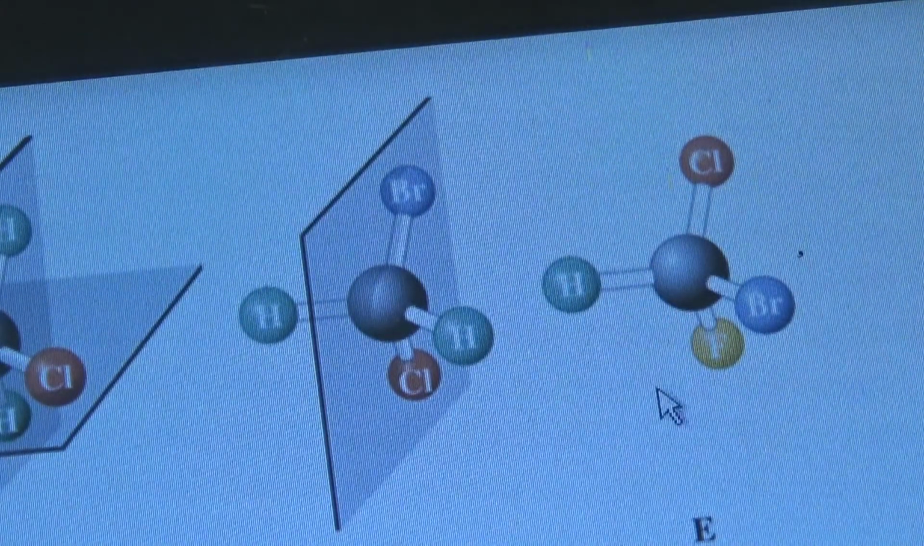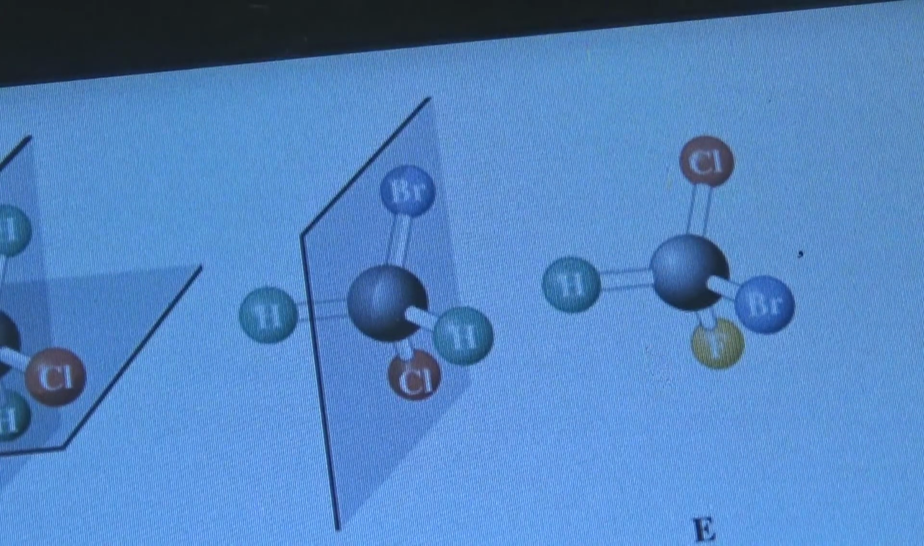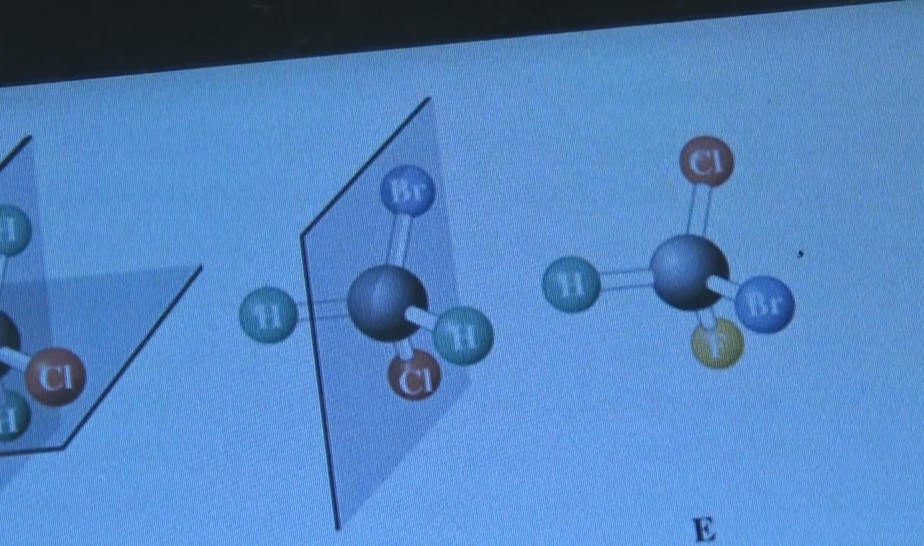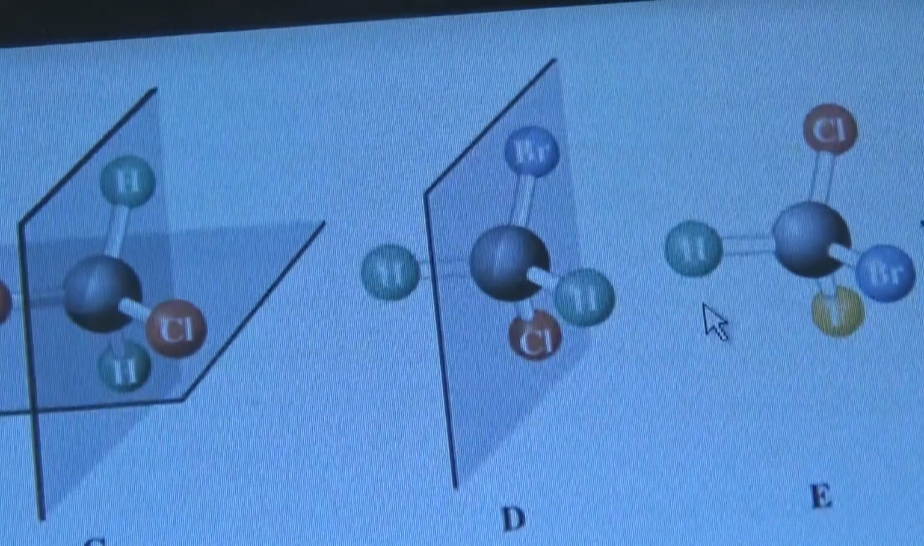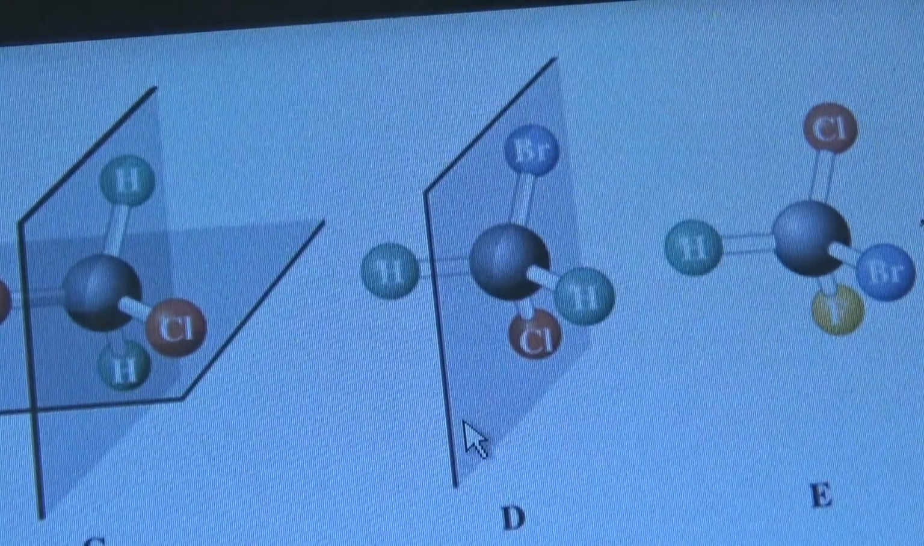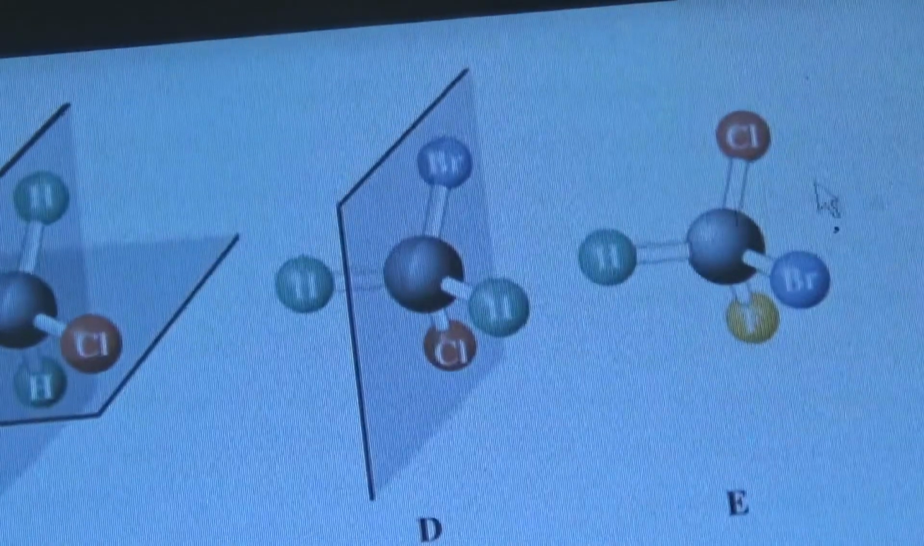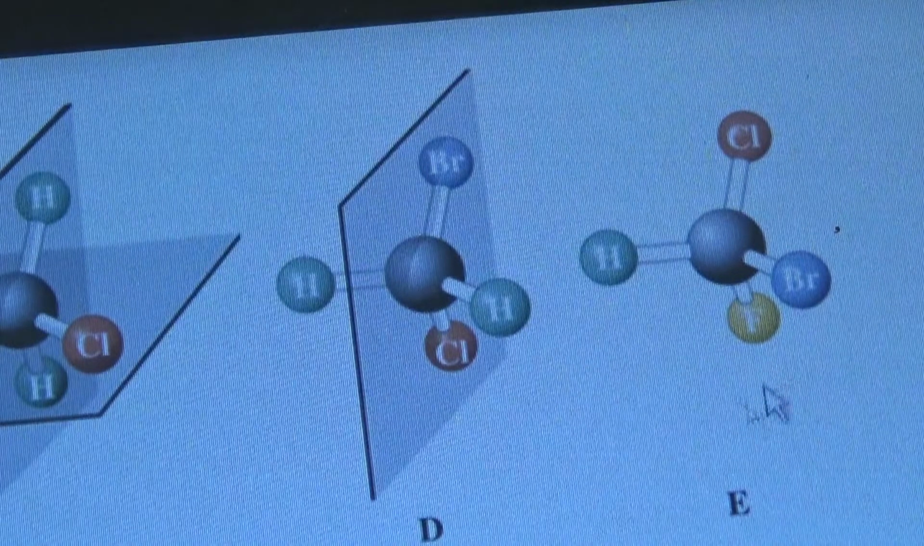This slide shows that nicely. It's also in the book, of course. The idea is that if you ever have a plane of symmetry in a molecule, it automatically makes it achiral. If you have a lack of a plane of symmetry, then it would make it chiral.